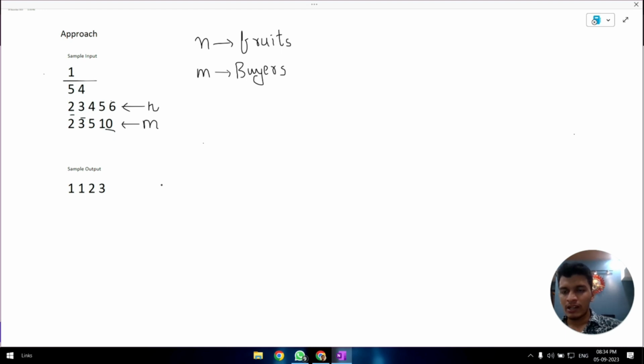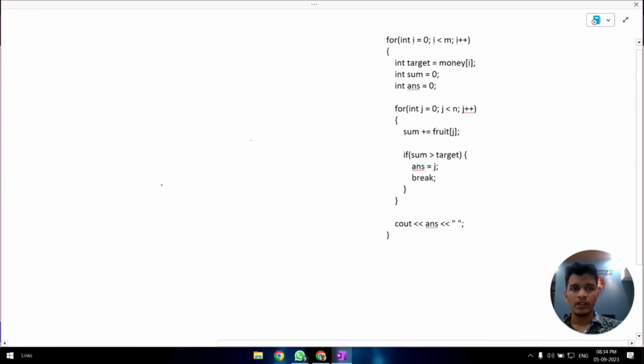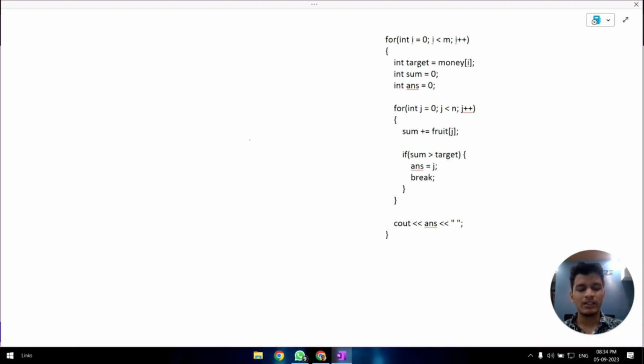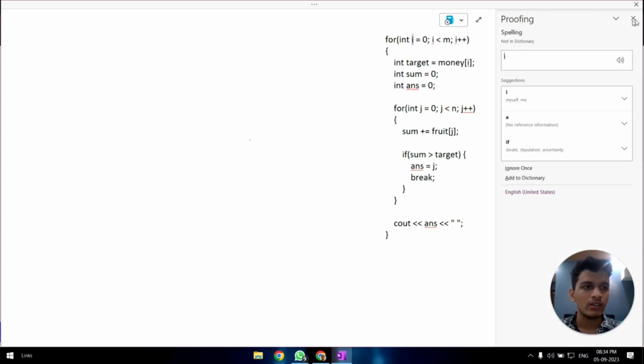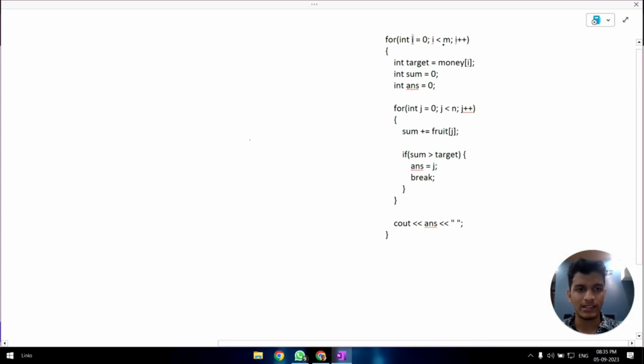So let us see the code of this problem. We are taking the target value of the money, that is the target amount that the buyer has. For the summation of the prices of the fruits, we are taking sum equal to 0, and for storing a value, we are taking answer equal to 0. The first for loop is for the amount of money that the buyer has. And the second for loop is for the fruits.